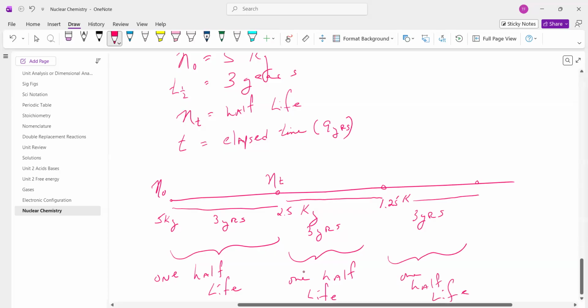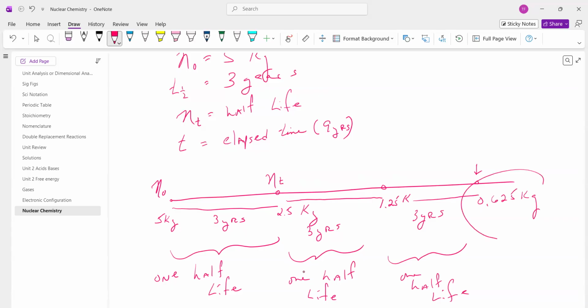So what do we end up here? 165. 625. So total time is going to be 9 years, elapsed time. And we've gone to 3 half-lives. Each time we go through a half-life, it goes down by half.